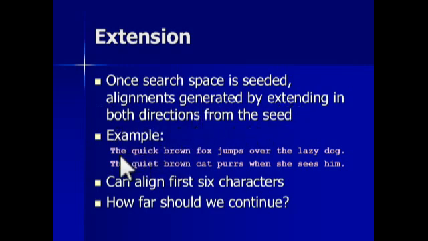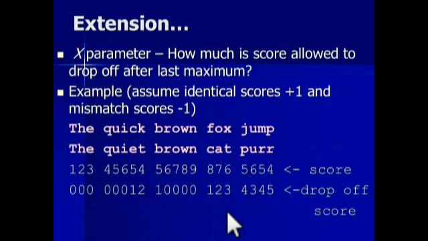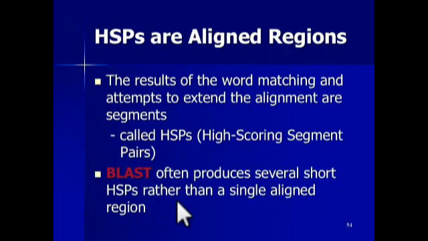The example you can have is: the quick brown fox jumps over the lazy dog, and the quick brown cat goes when she sees him. You can see that some places are matched, and after that it is not matched. So we can align the first six characters, and how far should we continue? That gives you the condition: suppose you are comparing this, you find that the quick brown fox is matched up to here, after that it is not matched, so you can drop off the score after that. This is a way by which you can go for the extension and get some kind of score out of that.